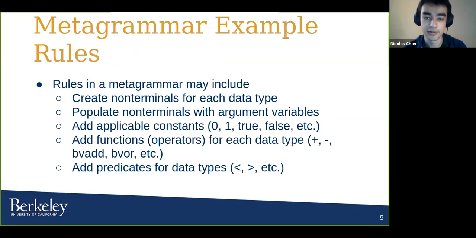So you can create non-terminals for each data type. You can even create differently structured non-terminals. You can populate the non-terminals with argument variables, as we saw before. You can add applicable constants, 0, 1, true or false. Maybe you add different constants too, depending on what you see in the benchmark. You can add functions and or operators for each data type, so plus, minus, things like that, and predicates for different data types. So things like less than or equals to, which returns a Boolean.